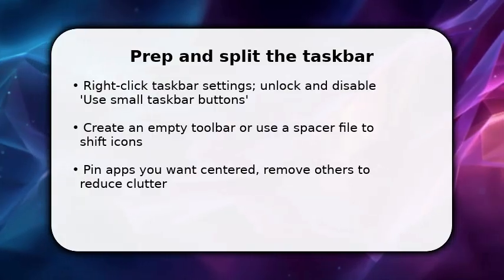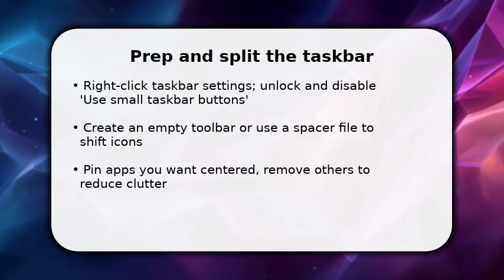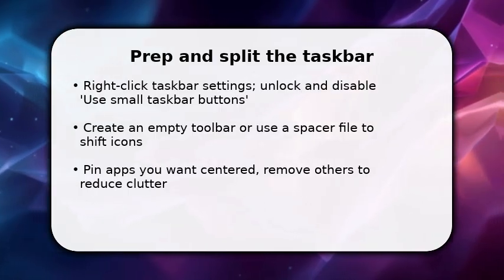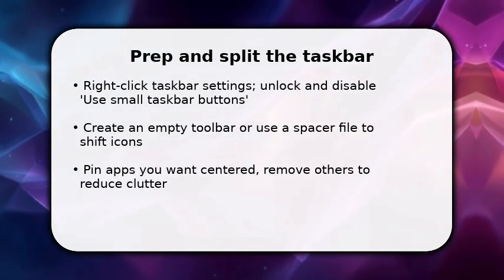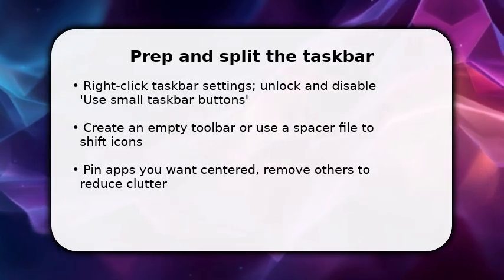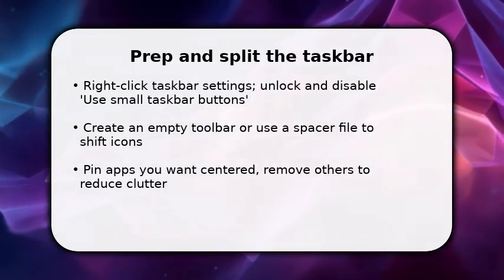You'll start by unlocking and adjusting the taskbar so it can move freely. Right-click the taskbar, turn off small buttons, then add an empty toolbar or create a spacer file. This gives you a movable anchor.